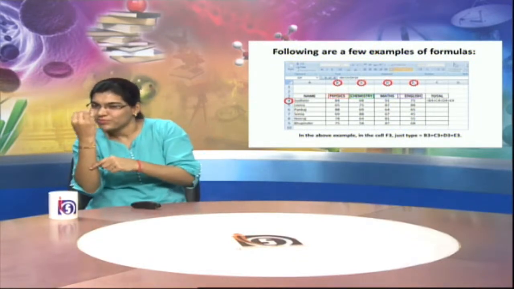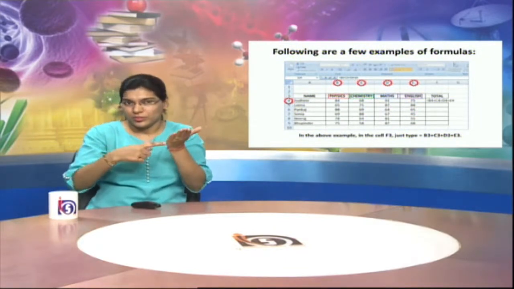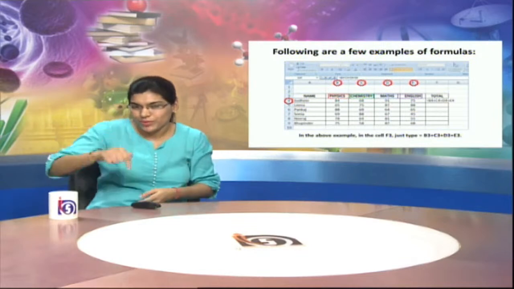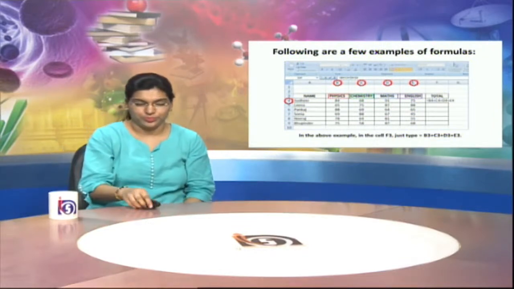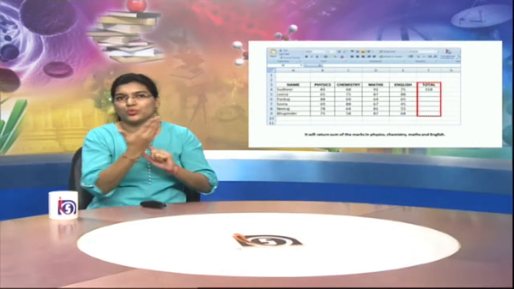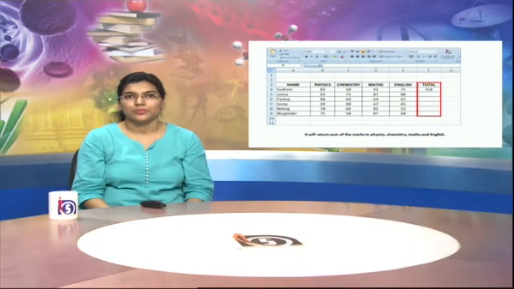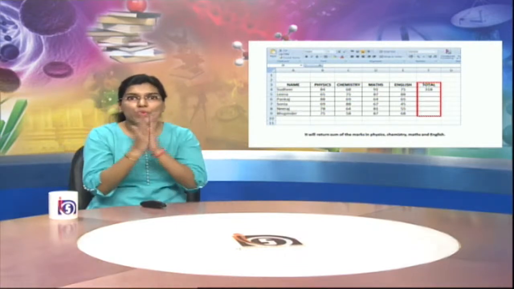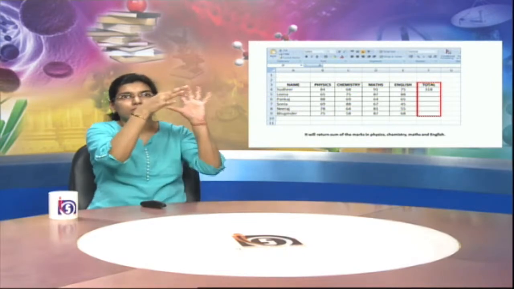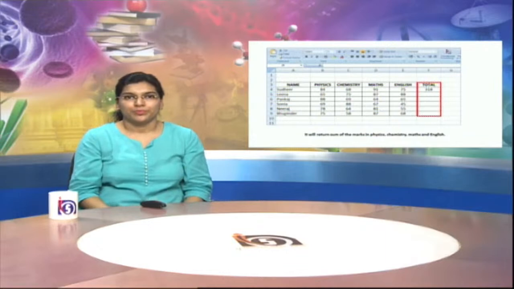So in the F column you will write B4 plus C4 plus D4 plus E4. So this is used for editing, for addition of all these, and then you will click the OK, next button, and you will automatically find the total of all the marks of physics, chemistry, mathematics, English. So this is the easiest way.